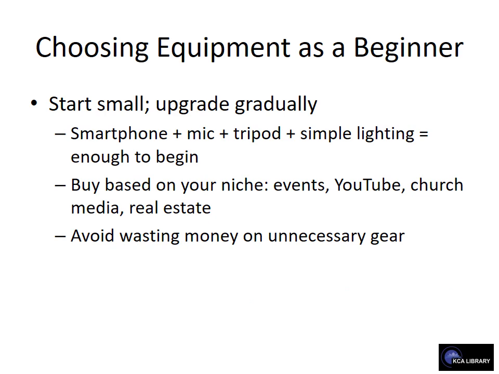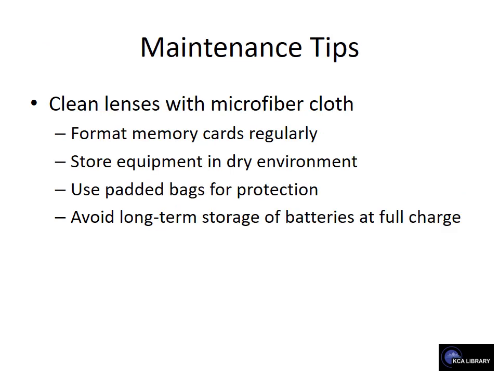So as a beginner, if you're going to choose your equipment, you have to start small, and along the line you would upgrade. All right, so you can just get a smartphone and a mic and a tripod and just some small lights. It can even be a ring light. You start with that, or those lights that used to be on camera, just those small floodlights, just very small ones. So you buy based on your niche. What are you doing it for? Is it for events, YouTube, church media, or real estate? Don't waste money on gears that are not needed.